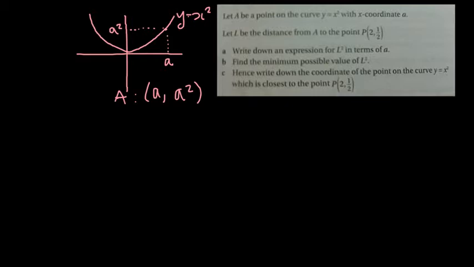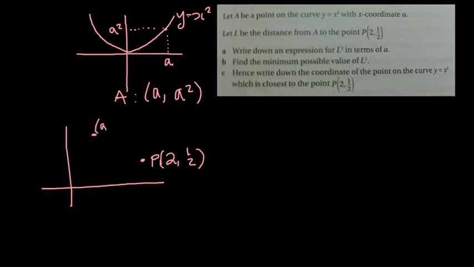Next part of the question. Let L be the distance from A to the point P (2, a half). Okay, new little sketch then. So here's the point (2, a half). Here's P. And I'm just going to put my A point over here somewhere, (a, a squared). And L is this distance here. Now, to work out the distance between 2 points, we go back to our coordinate geometry and we know we need to use Pythagoras.